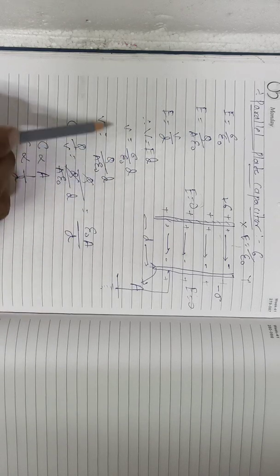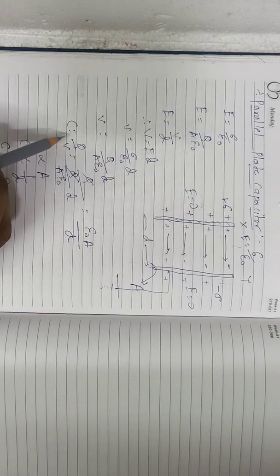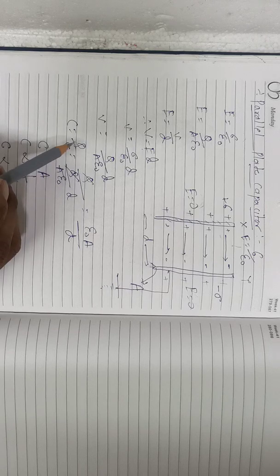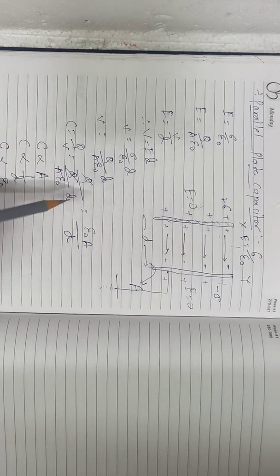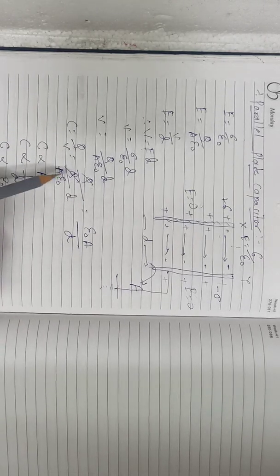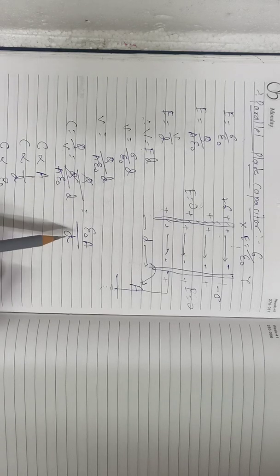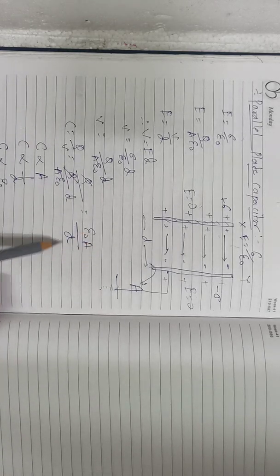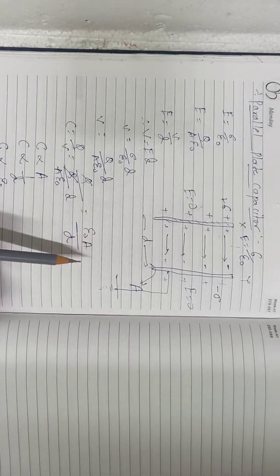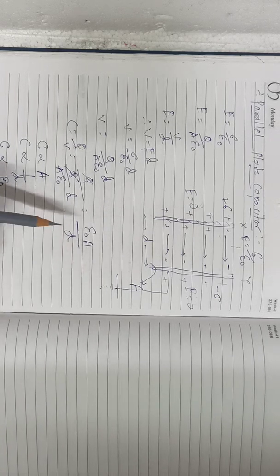Now after putting the value of everything, we will find the capacitance. The formula for the capacitance is very simple. It is charge by potential. So when we put the charge by potential, charge and charge will be cancelled, and what we are getting is epsilon naught A by d, the total capacitance of a parallel plate capacitor.